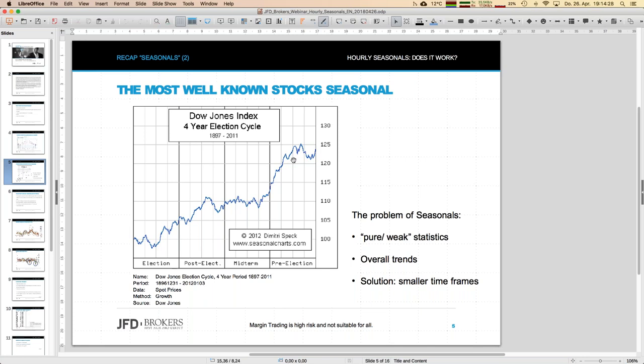Solution? You go for smaller time frames or other kinds of seasonals, like we did already for the DAX seasonal, because there we investigated the individual day of the week. And we have 52 weeks. That means we have 52 Mondays, 52 Tuesdays, and so on per each year. And if we now do it for, let's say, the last 20 years, then we have at least 1,000 data points. That's much better than 25, like here in this. And today we go a time frame lower, and then we have an even better statistic.